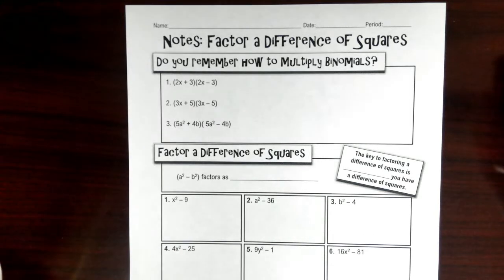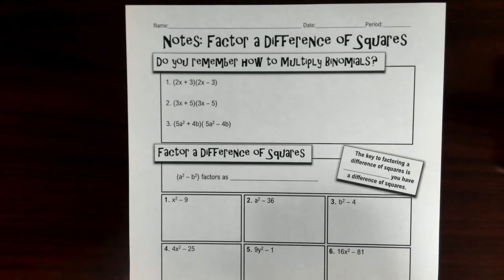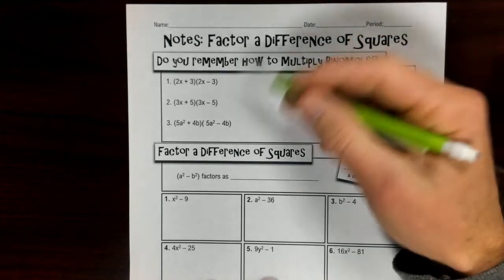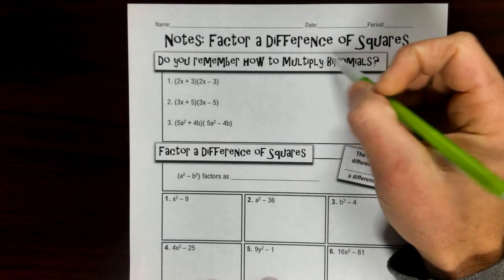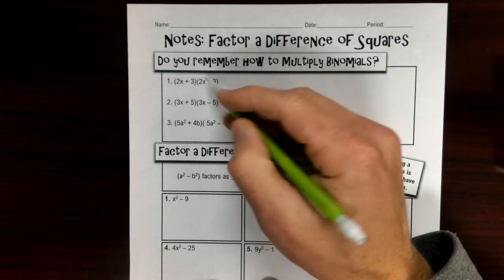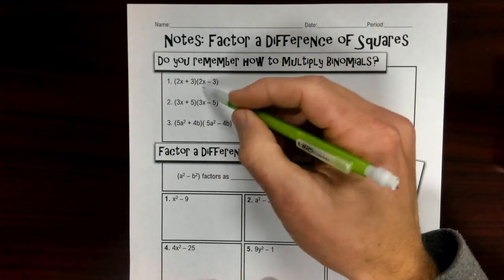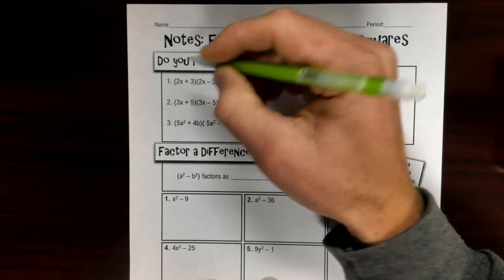Alright guys, today we're going to look at the difference of squares. Looking at my first part here, let's review how to multiply binomials. We know two methods on how to multiply binomials. You can either FOIL or box them. I'm just going to FOIL these.